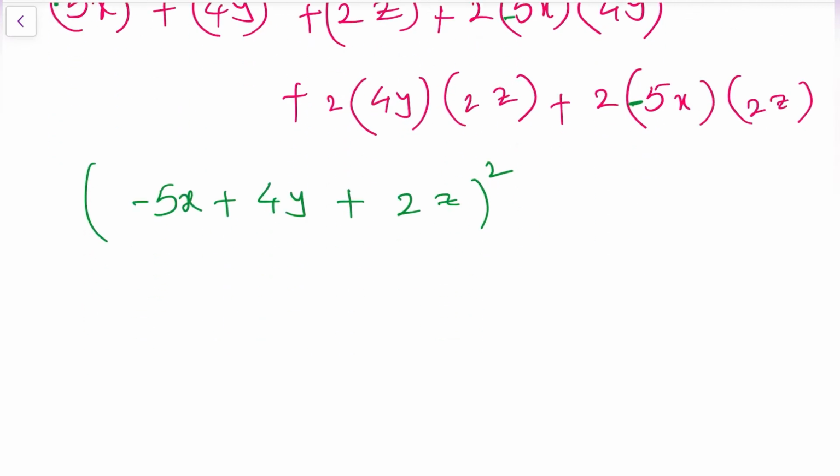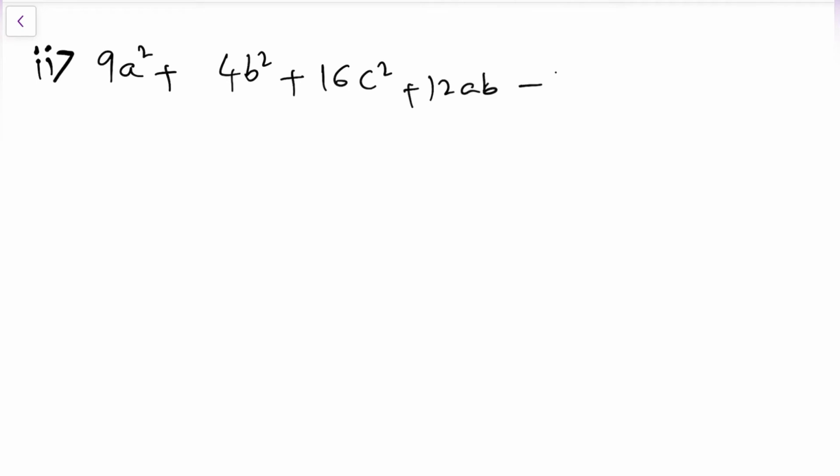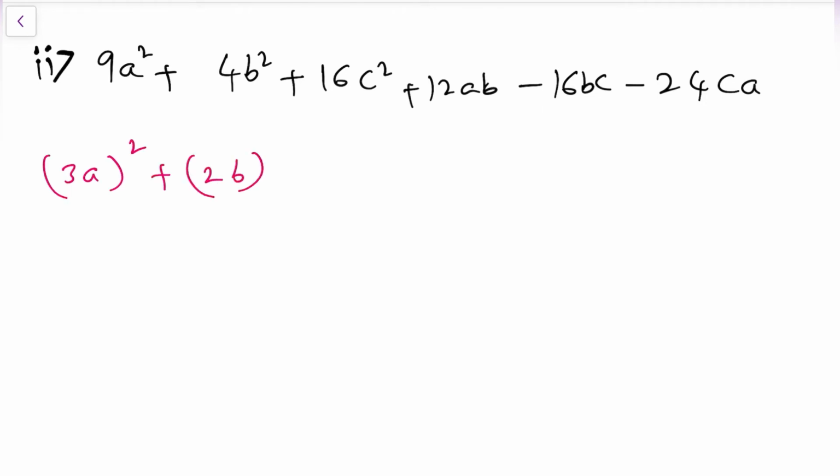Next, in the fifth bit only second question is there. Let us check that second question now. 9a square plus 4b square plus 16c square plus 12ab minus 16bc minus 24ca. First term 9a square can be written as 3a whole square, plus 4b square can be written as 2b whole square, plus 16c square can be written as 4c whole square, plus 2 into a into b.